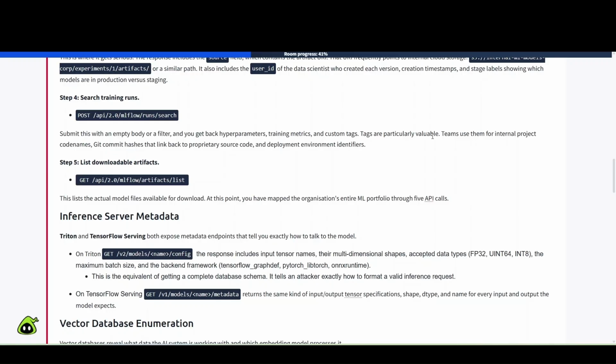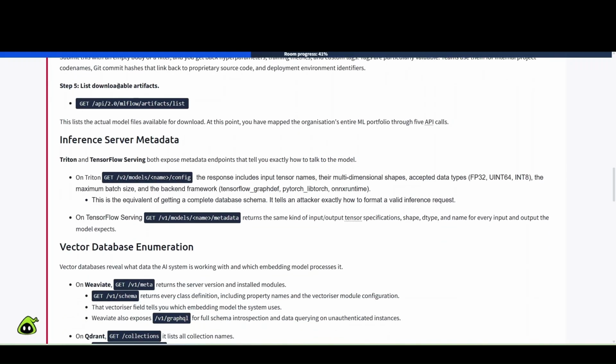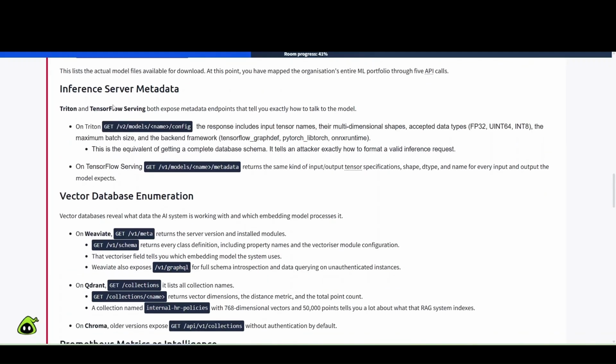Tags are particularly valuable. Teams use them for internal project code names, git commit hashes that link back to proprietary source code, and deployment environment identifiers. Step 5, list downloadable artifacts here. So they're sending a GET request to artifacts list. This lists the actual model files available for download. At this point, you have mapped the organization's entire ML portfolio through 5 API calls. Inference server metadata.